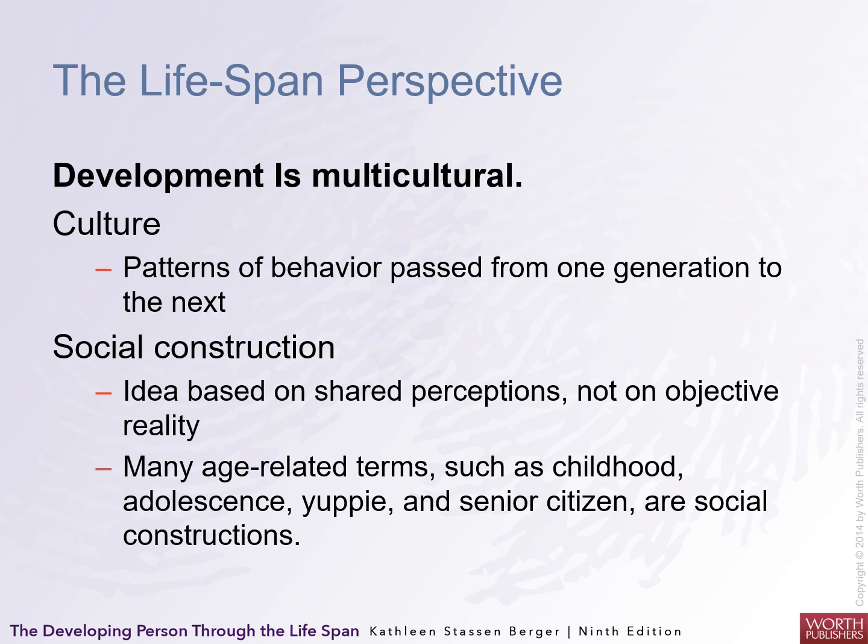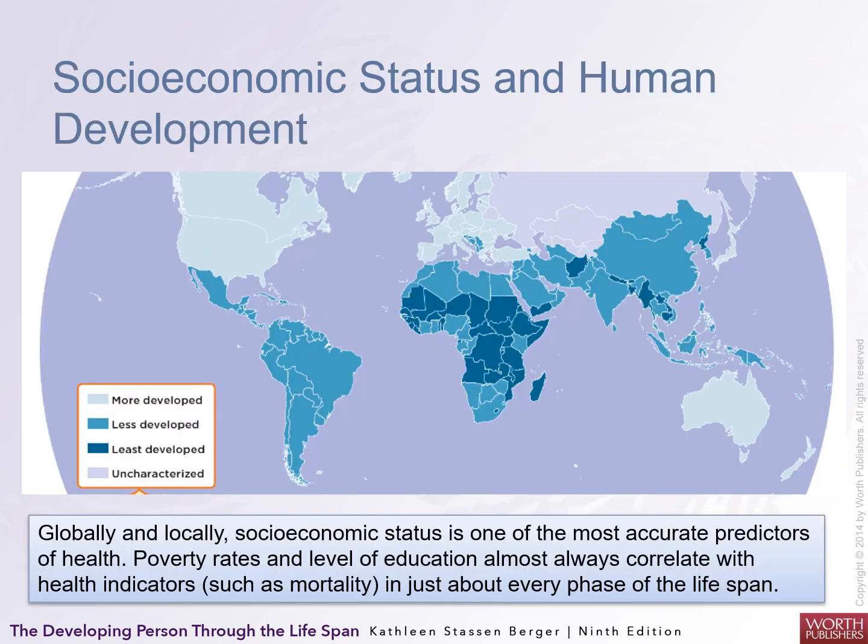And many age-related terms such as childhood, adolescence, yuppie, senior citizen are really social constructs of Western societies that may not occur in other societies. And this just gives a layout of socioeconomic status, the light blue being the more advanced, the dark blue being the least developed. And you'll notice that there are geographic disparities.